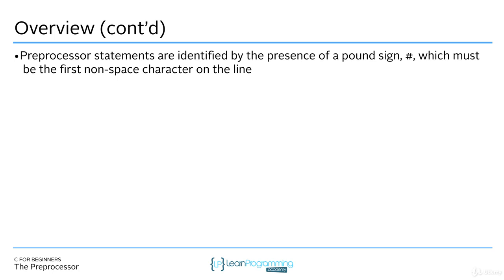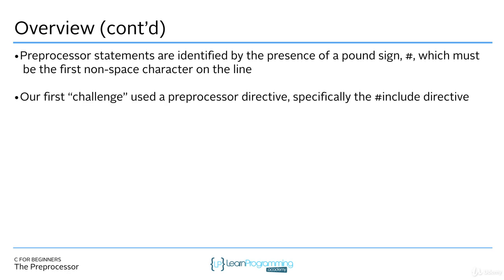So the way that you can identify preprocessor statements in your source code is they have a pound sign before them. And that has to be the first non-space character on the line in order to be a preprocessor command, also known as a preprocessor directive. Now, as I mentioned, our first challenge actually used a preprocessor directive. It was the include directive.